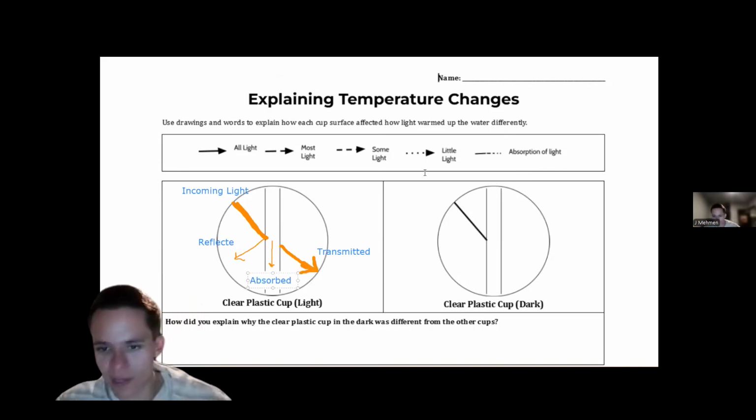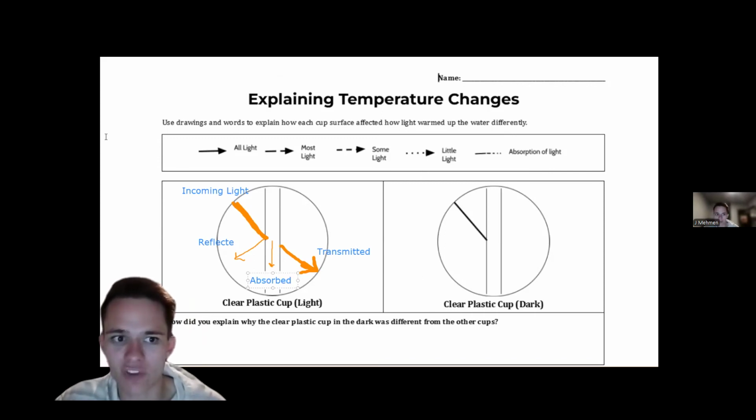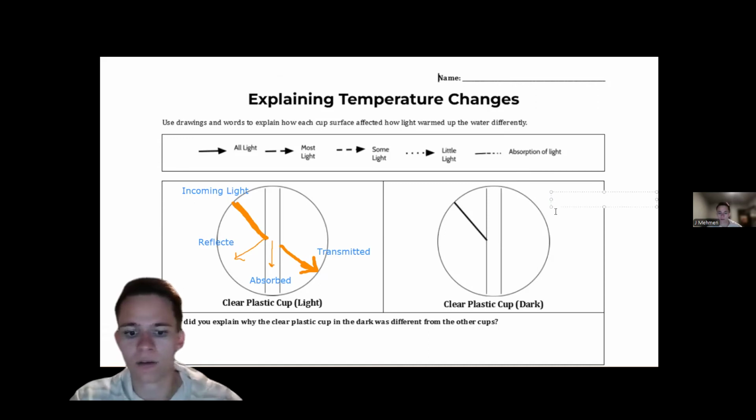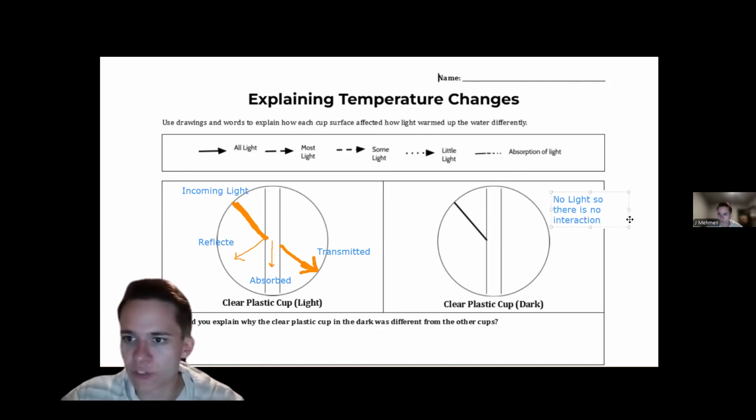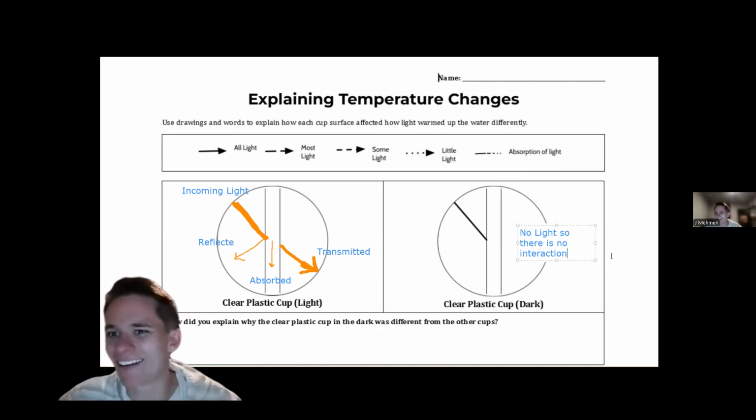Now, if we're thinking about the clear plastic cup in the dark, well, if there's no light, what's going to happen when it interacts with the cup? No light, so there is no interaction. There's no light present, it's not going to interact with the cups. We get this question below.